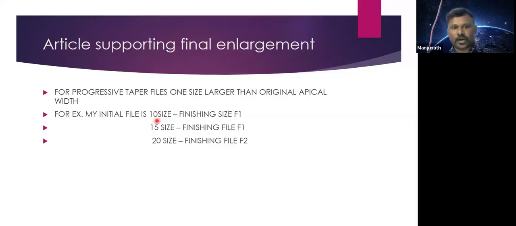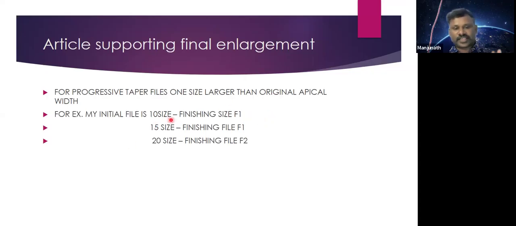In your rotary endodontics, not in hand files, that is for variable taper. So if the initial file is size 10, the finishing file starts at F1. The apical diameter of the F1 finishing file is 0.2 millimeter, that is size 20. So if my initial file is size 10, and it goes in and fits apically, the finishing file can be F1.